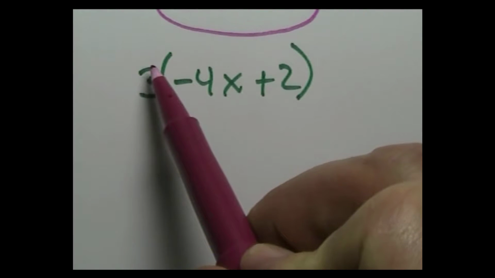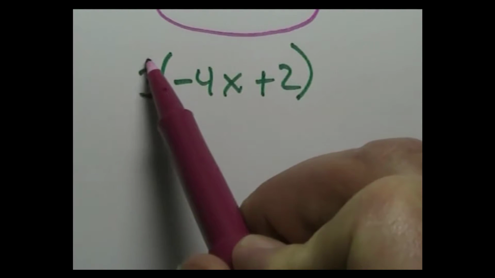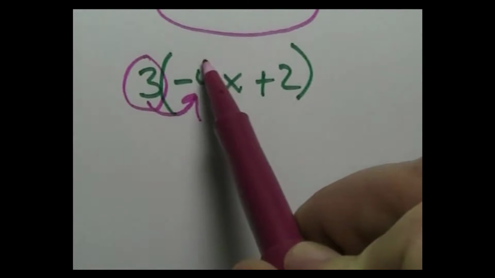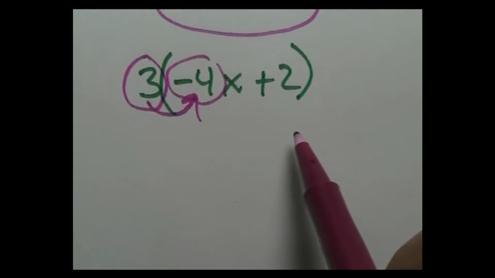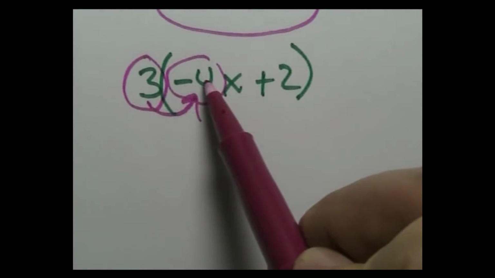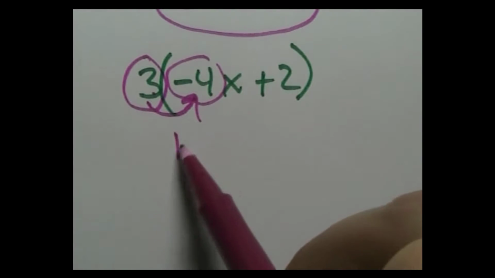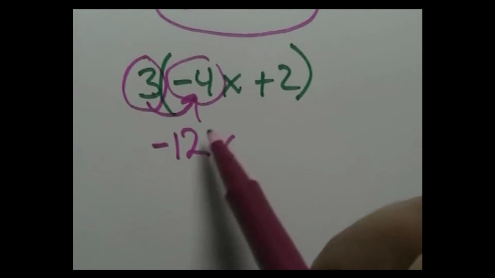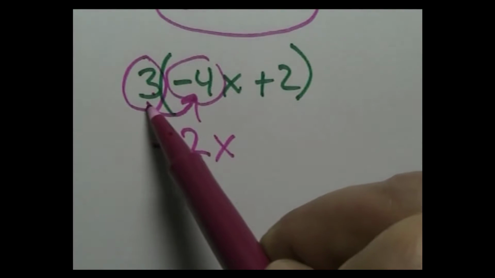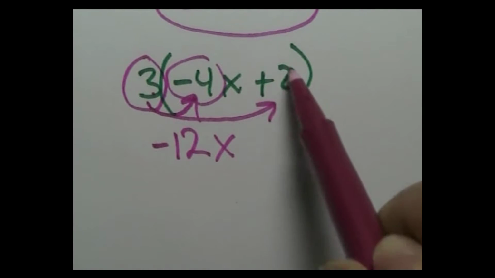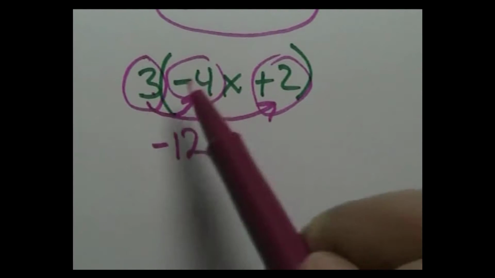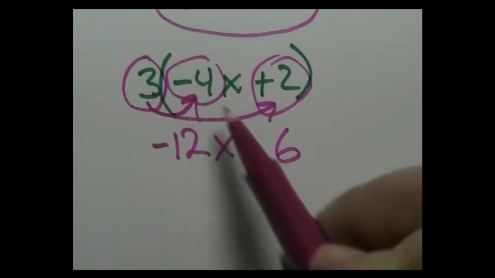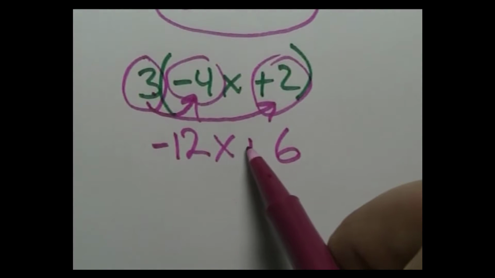So don't put plus negative 12, just say minus 12. All right, we'll take the outside number times each one inside. So I have positive 3 times this number, that's negative 4. 3 times negative 4. 3 times 4 is 12, and there's one negative, so it's negative 12x. Then I had to take 3 times positive 2. 3 times 2 is 6. And they're both positive, so it's a plus.